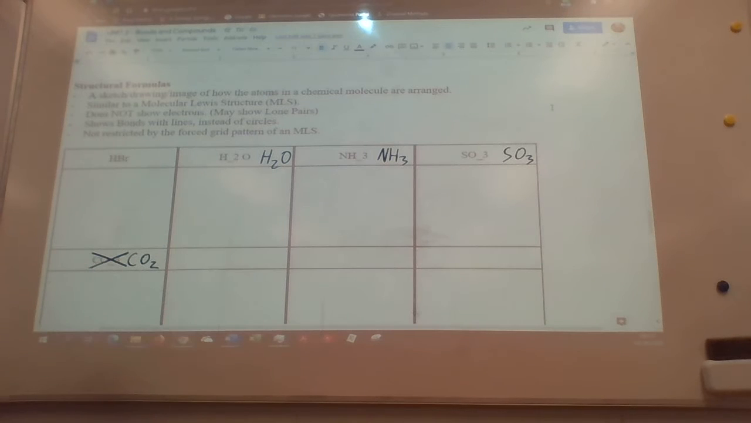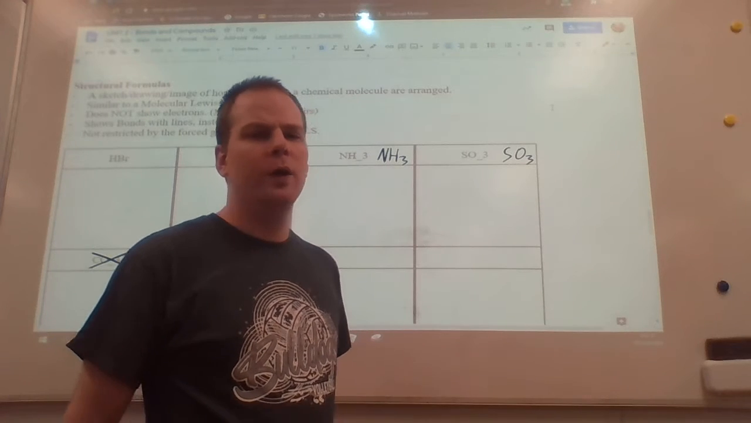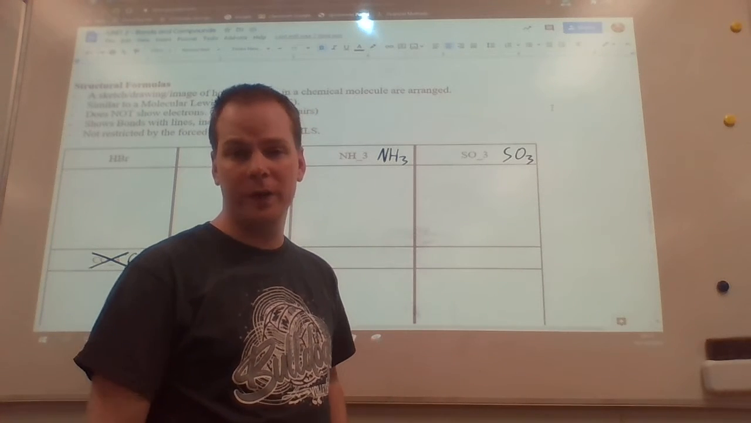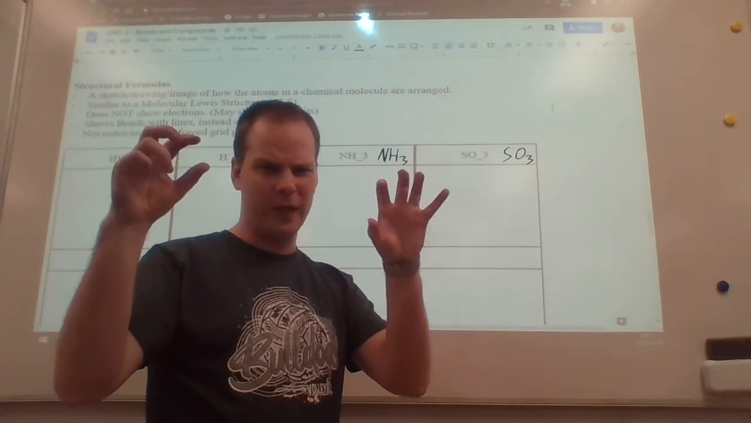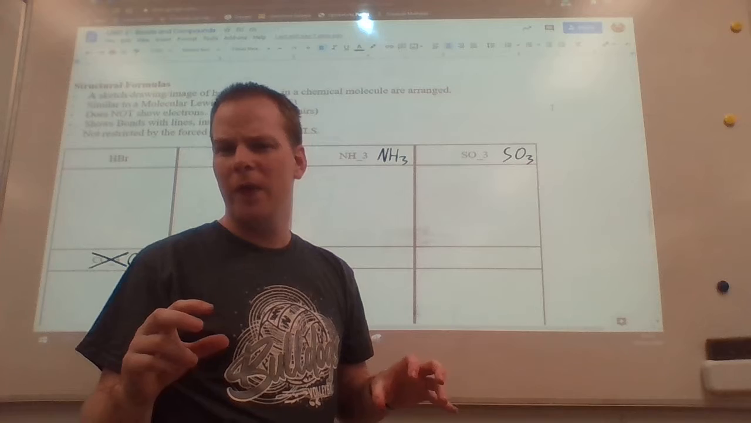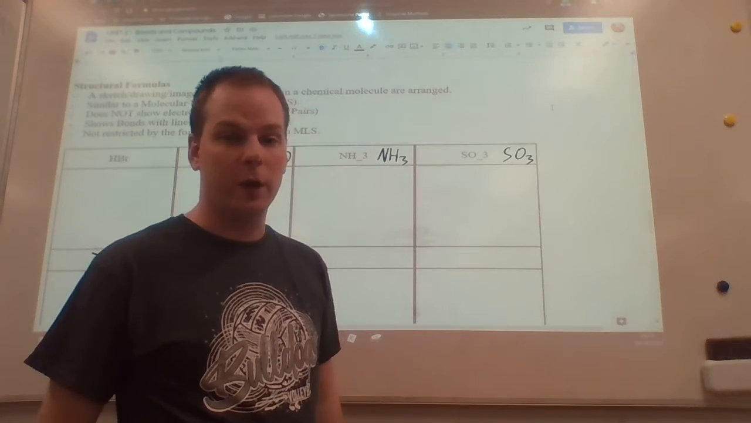So bonds are shown with lines, and we don't have that grid pattern requirement that gets a little annoying with the molecular Lewis structures. If we don't line things up in a grid, the electrons kind of look messy. With these, we don't have that problem, so it's a little easier to get through.